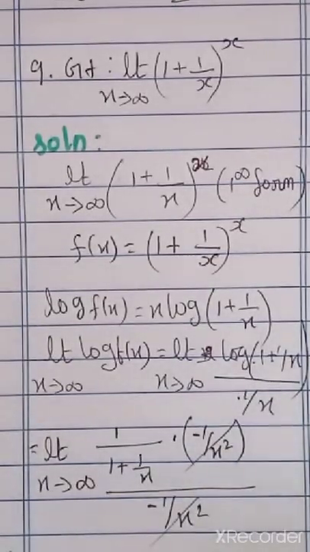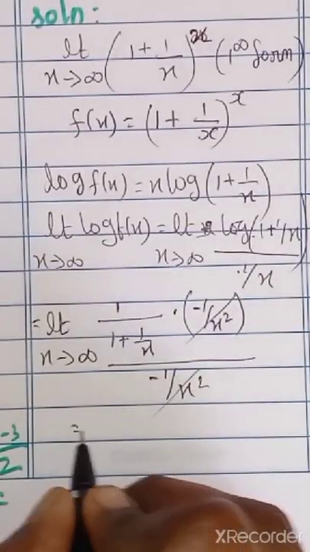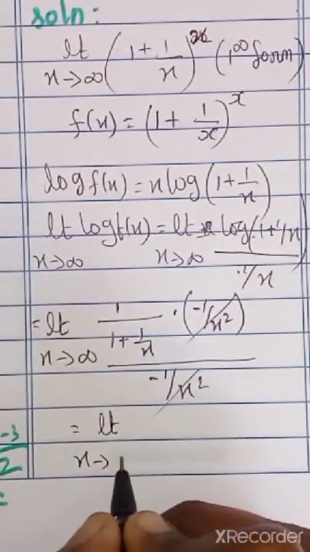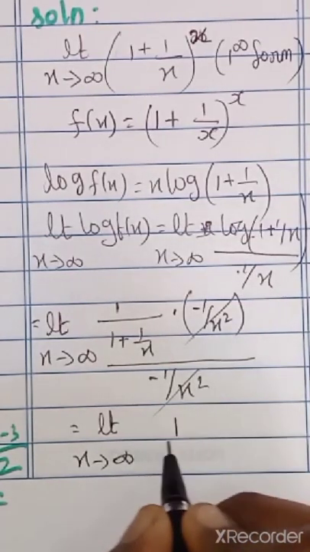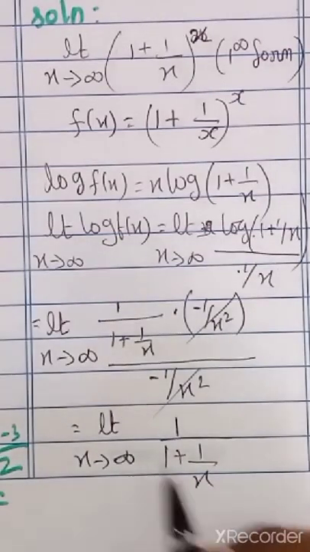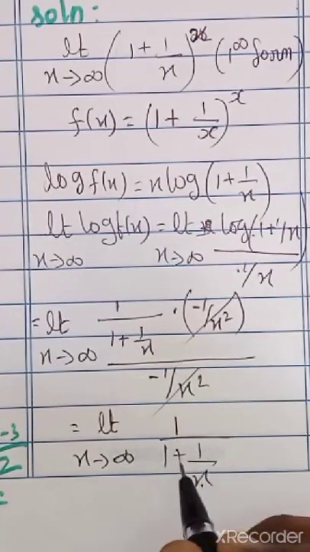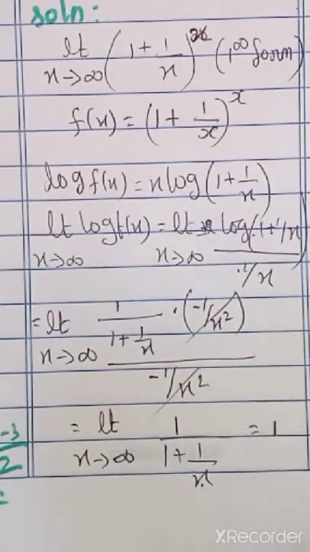These two cancel. Correct? So again what will you get? Limit x tends to infinity, 1 by (1 plus 1 by x). Correct? Now putting x infinity, 1 by infinity is 0, right? So 1 by 1 which is equal to 1. But is this the final answer?